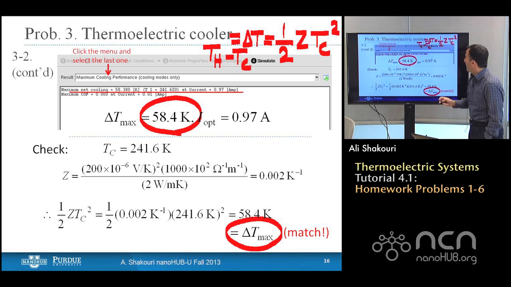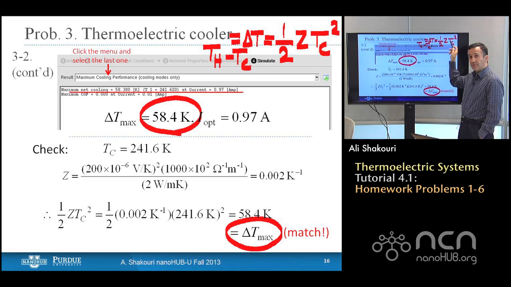So this equation has T cold on both sides of it. If you guess T cold, you put it into the 1/2 ZT square T cold square, and from that you calculate T hot minus T cold. But you don't need to guess it. This is an exact equation. This is a second order equation for T cold.